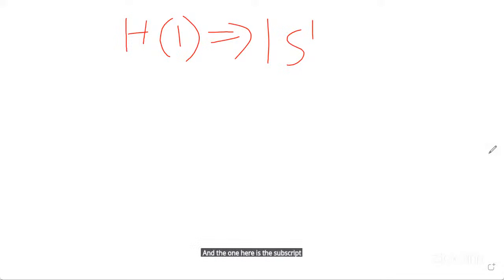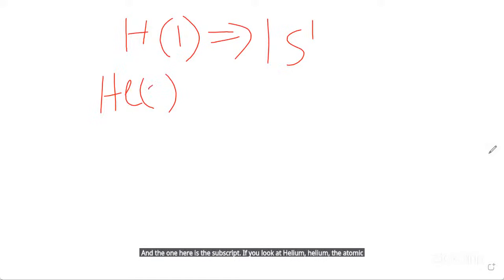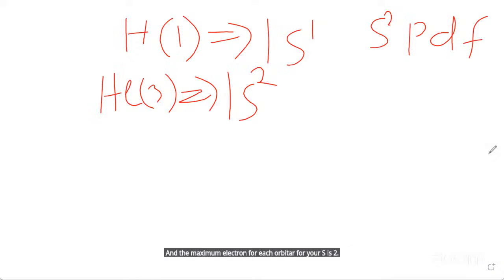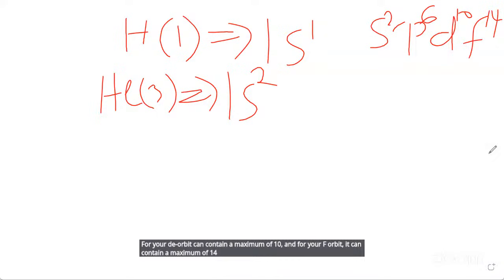If you look at helium, the atomic number is what? 2. So if we want to write the electronic configuration, we'll say 1s2, because for the orbitals, we have the s orbital, the p orbital, the d orbital, and the f orbital. The maximum electrons for your s orbital is 2. For your p orbital, a maximum of 6. For your d orbital, a maximum of 10. And for your f orbital, a maximum of 14 electrons. So this means the s orbital is completely filled in helium.